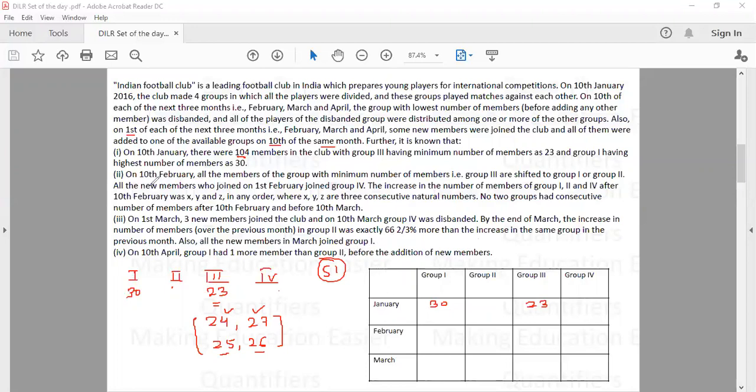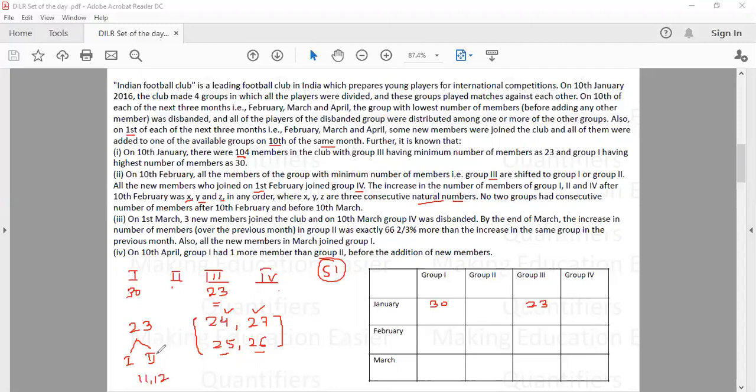Next, on 10th of February, all the members of the group with a minimum number of members, that is group 3, are shifted to group 1 or 2, and all the new members who joined on 1st February joined group number 4. The increase in the members of group 1 to 4 after 10th February was X, Y, Z, where X, Y, Z are 3 consecutive natural numbers. Now there are 23 members in group 3 in January. These 23 members should be divided between group 1 and group 2 in such a way that the numbers should become consecutive natural numbers. So the only possibility is with 11 and 12, right?